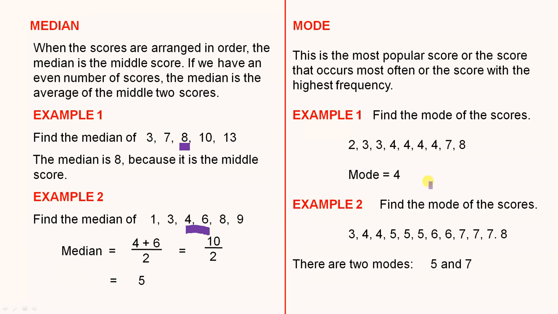Example 2, find the mode of these scores. You can see clearly that this number occurs 3 times, that number occurs 3 times, so there are 2 modes, 5 and 7. And you are allowed to have 2 modes.